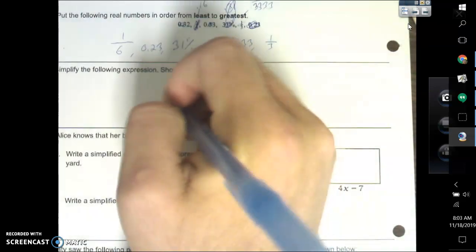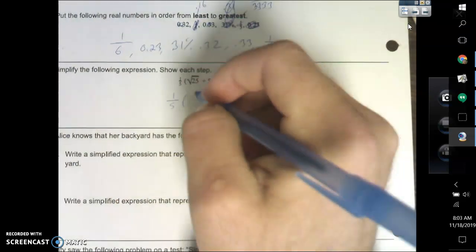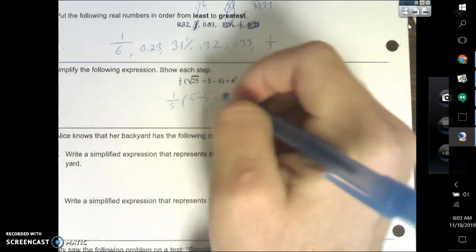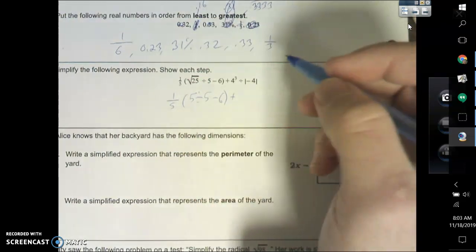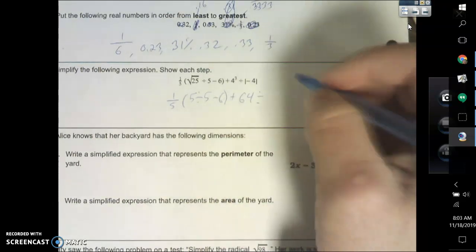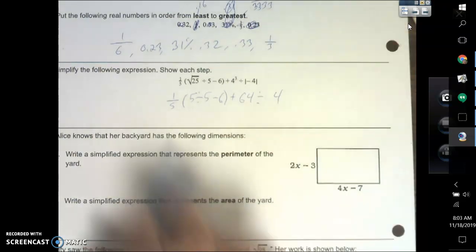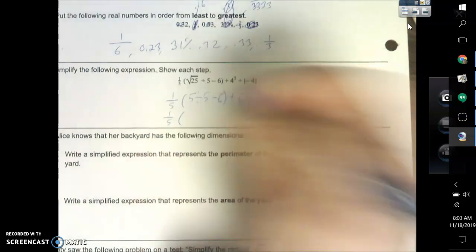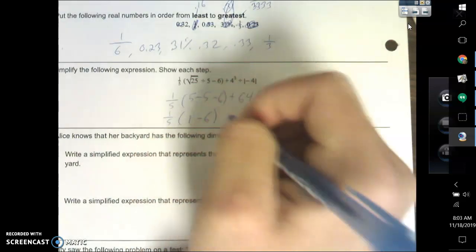Okay, simplify the following. 1/5. Square root of 25 is 5. Okay, 4 to the 3rd power. 4 times 4 times 4 is 64. And then the absolute value negative 4 is 4. Alright, inside here, 5 divided by 5 is 1, minus 6.